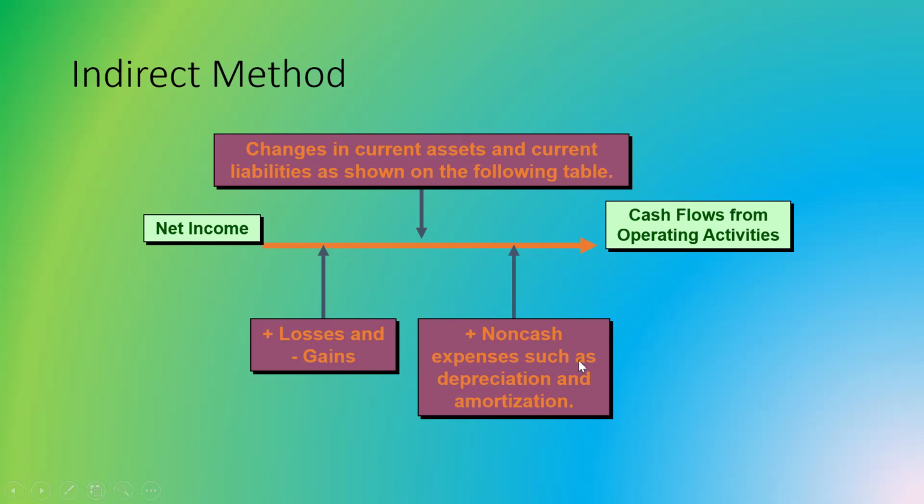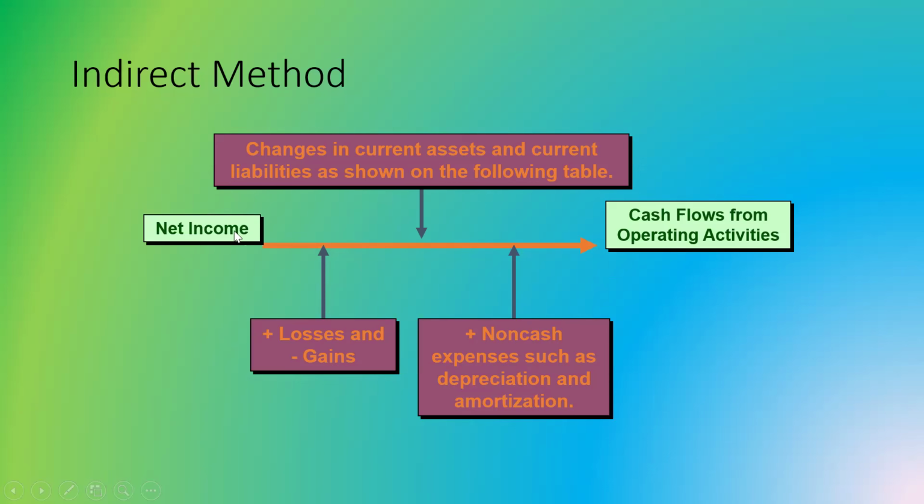On the other side, we have non-cash expenses such as depreciation and amortization. These expenses reduce net income, but obviously these expenses do not involve any cash outflows. That's why we add them back to the net income to reflect the actual cash flow. So non-cash expenses like depreciation and amortization, we will add to the net income.